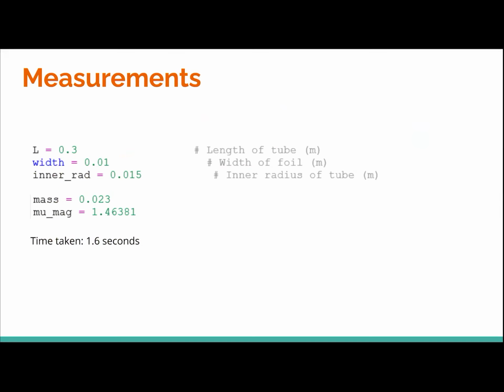These are the measurements I got from the experiment. It took 1.6 seconds for the magnet to reach the bottom of the tube. The length of the tube was 0.3 meters, the width was 0.01 meters, and the mass was 0.023 kilograms.